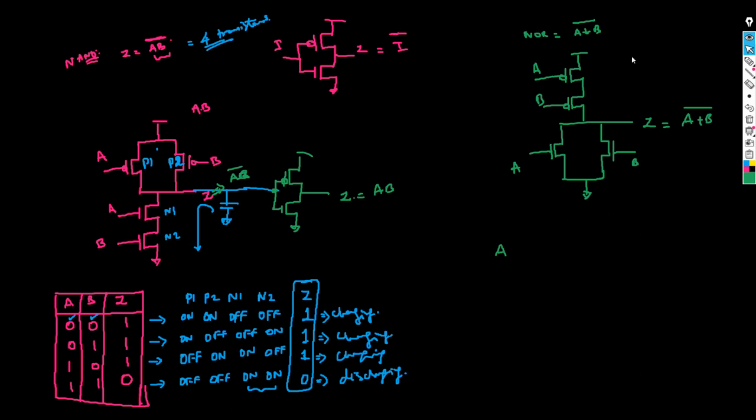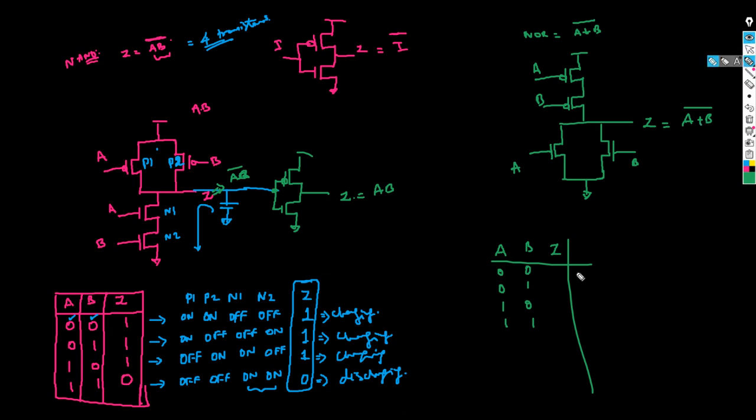So this is your NOR circuit. Okay, quickly draw the truth table. So A, B, Z: 0, 0, 1; 1, 0, 1; 0, 1, 0; 1. What is the value? Quick. One.